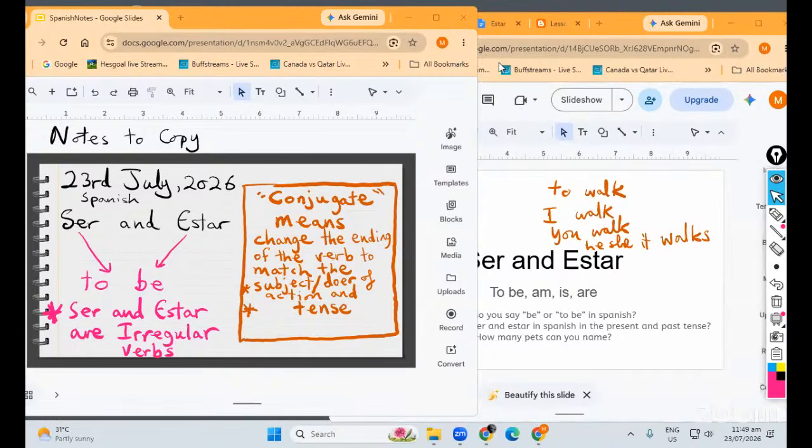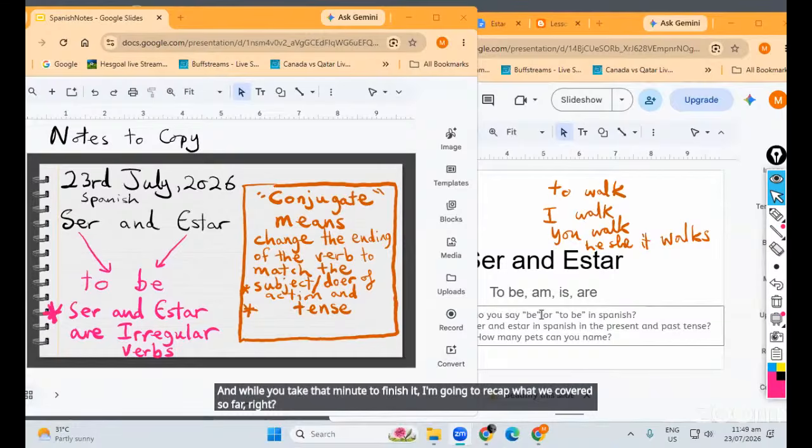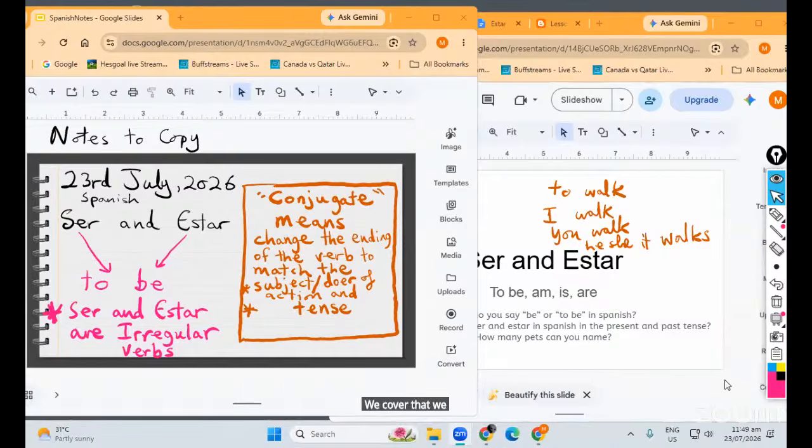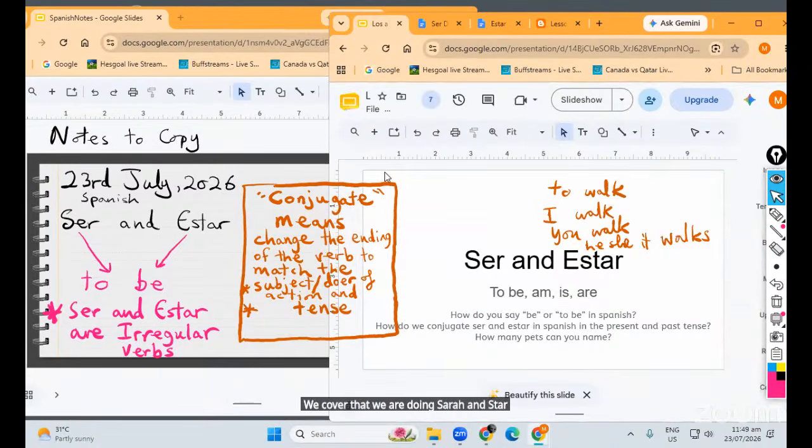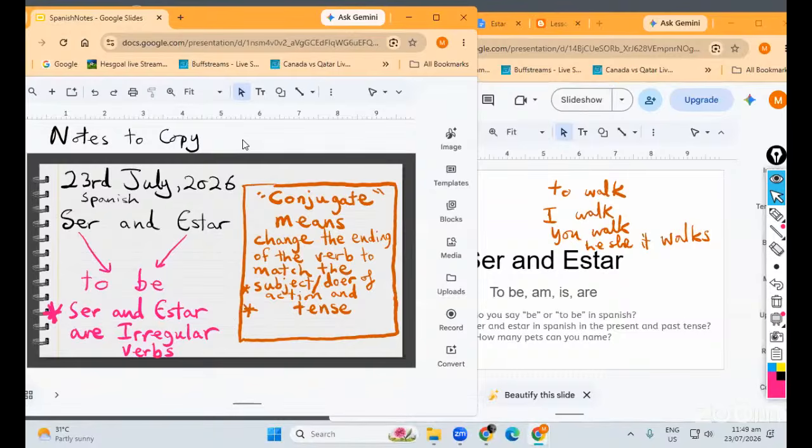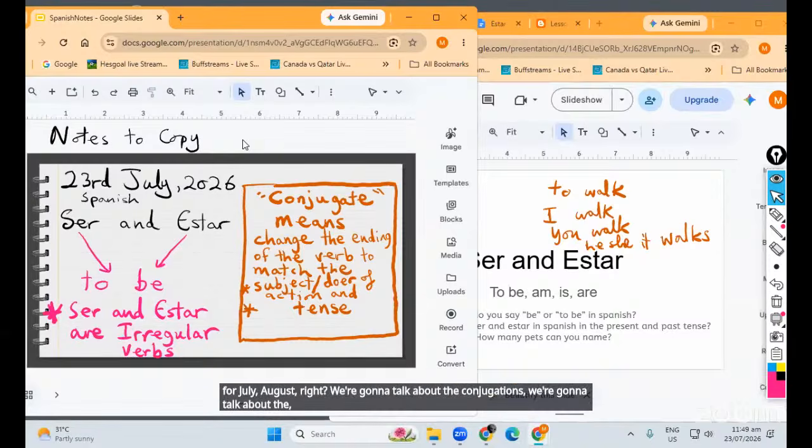Right? I'm going to give a minute to finish it. And while you take that minute to finish it, I'm going to recap what we covered so far. We covered that we are doing Ser and Estar for July, August. We're going to talk about the conjugations. We're going to talk about the uses, when we use it.